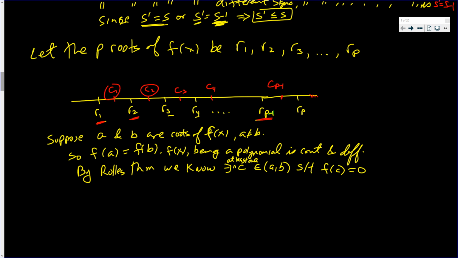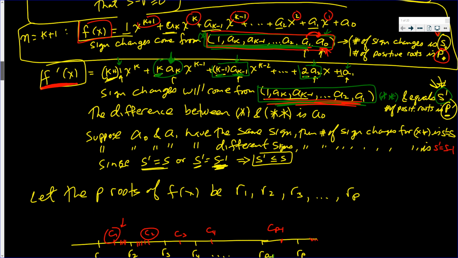So we know. Now, there could be more. There could be more. There can be many in here. Now let's go back and see what we call the number of roots in the derivative. Everything here was the derivative.